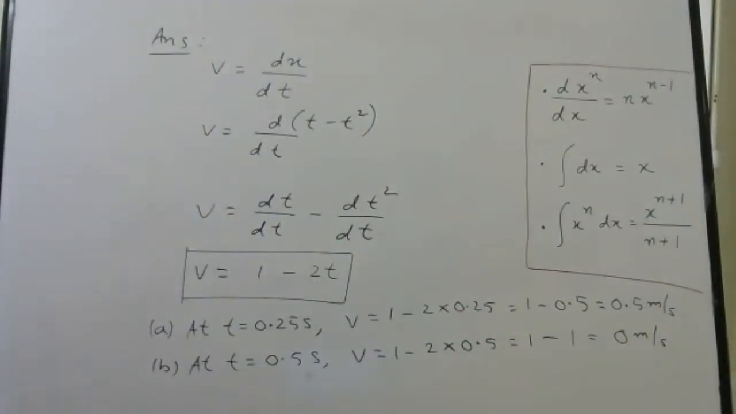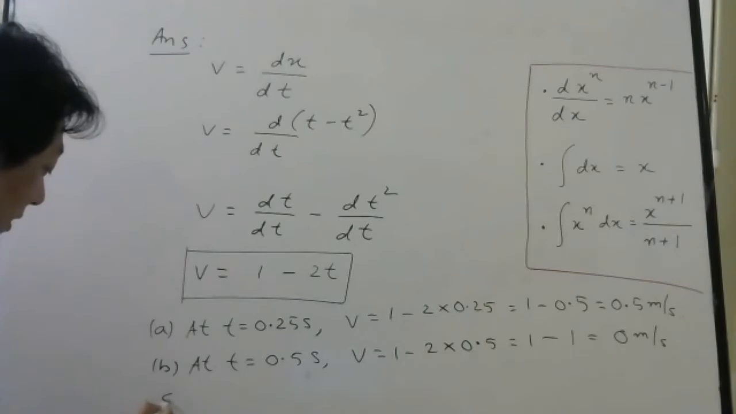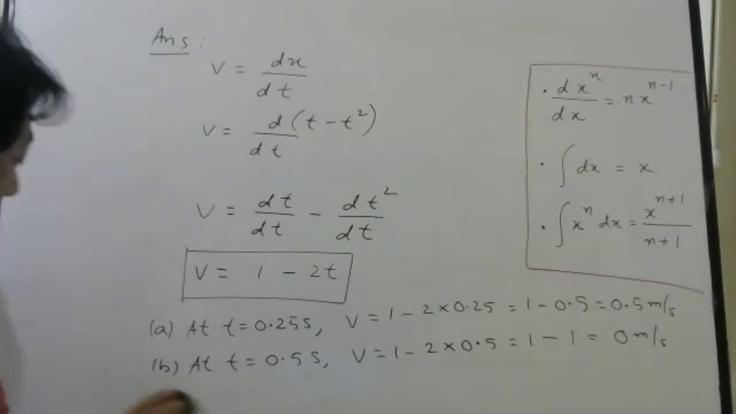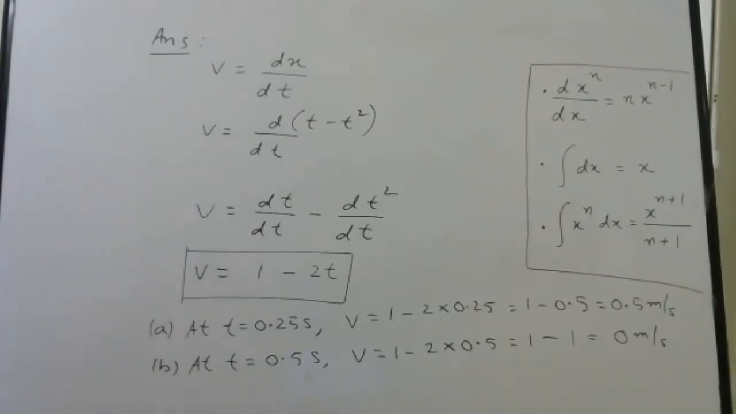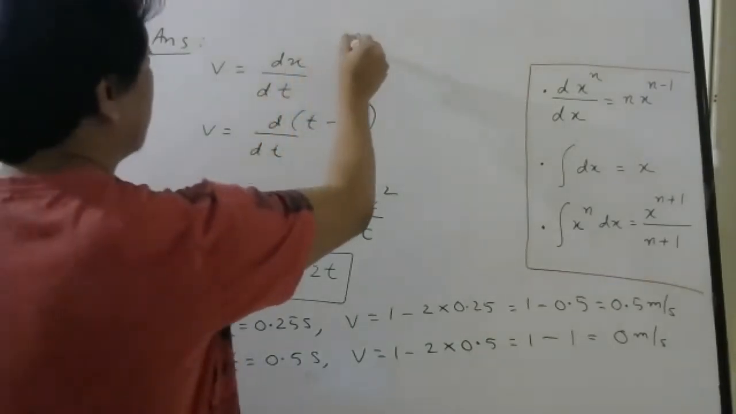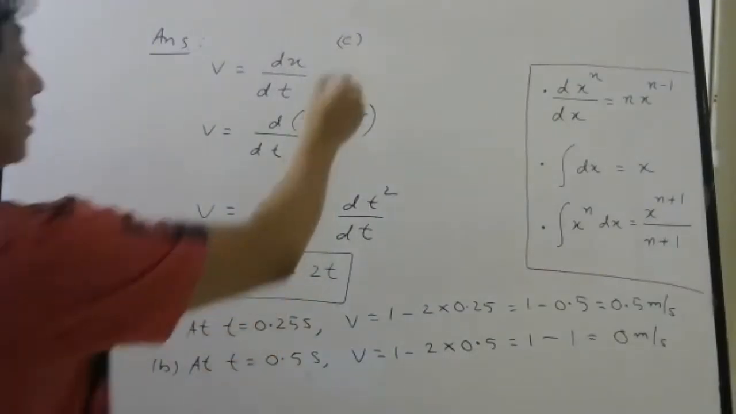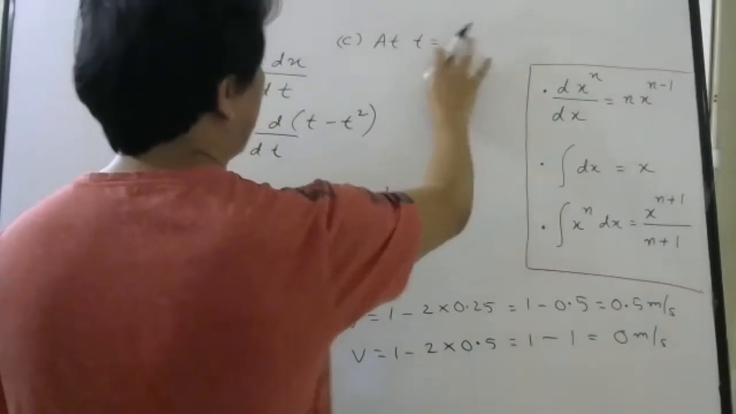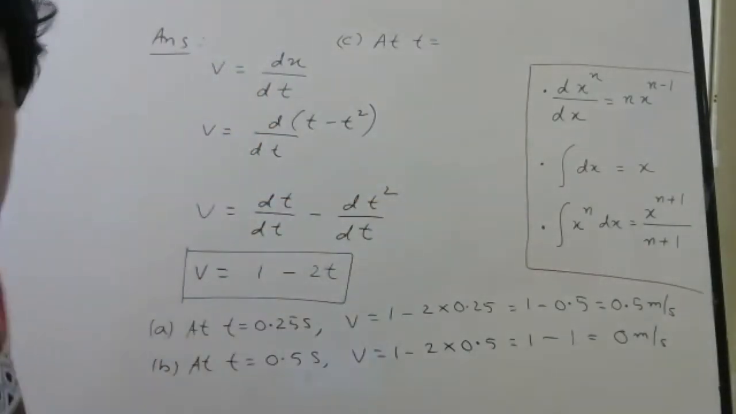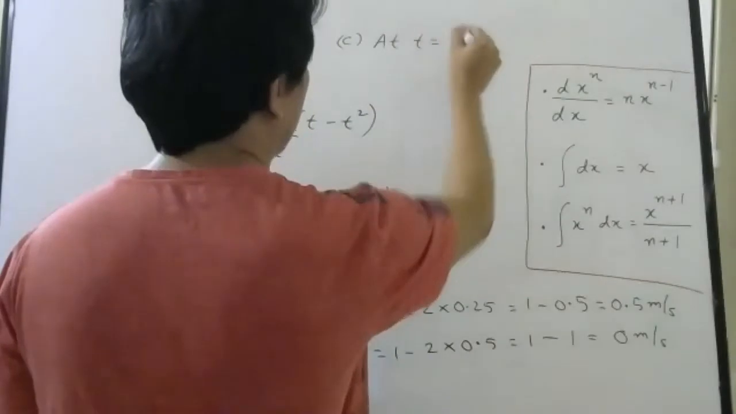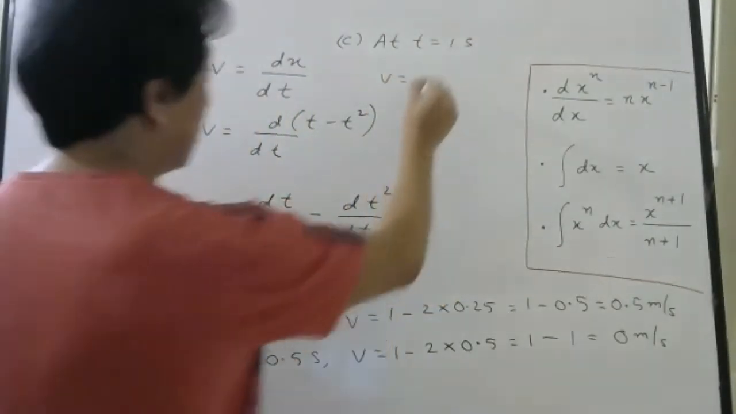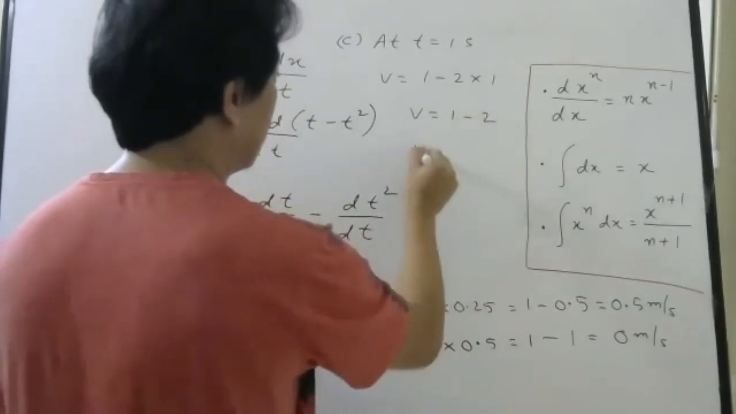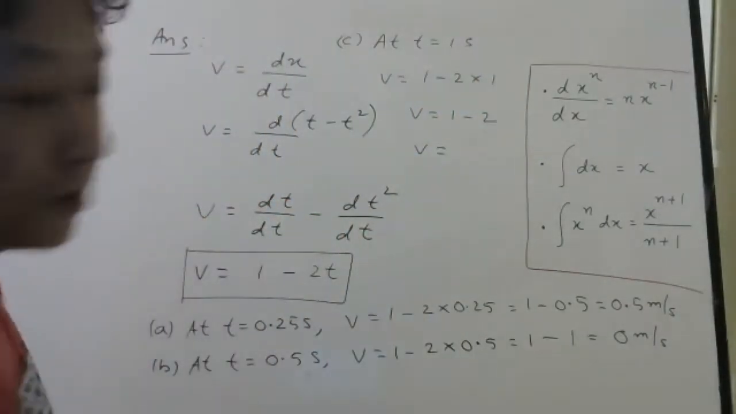Correct? What will be the velocity at part C? Part C, let me write here. So part C, let us calculate here. At what time do they want? How much time they told for the third one? 1 second, no? So at t equal to 1 second, what will be velocity? 1 minus 2 into 1. V equal to 1 minus 2. How much? Minus 1.